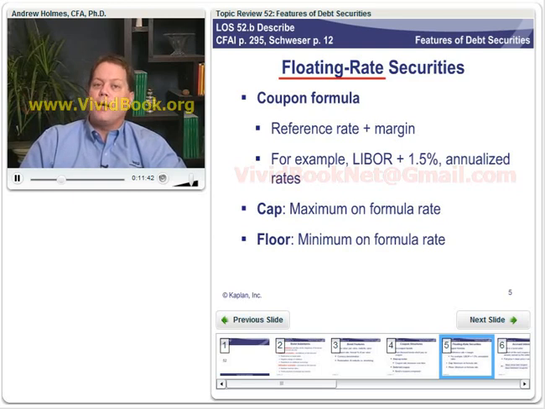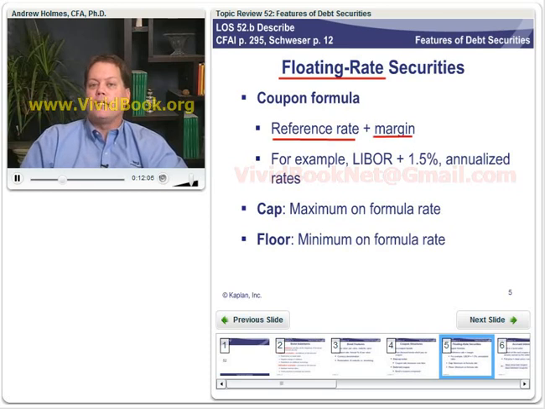So typically you're going to have a coupon formula. That's going to be a reference rate, which is determined in the indenture, but that will reference a particular measure of market interest rates, like the 10-year Treasury or the 30-year Treasury bond, or something else out there, New York Prime, something along those lines, and then a fixed margin. So that is a spread above the reference rate.